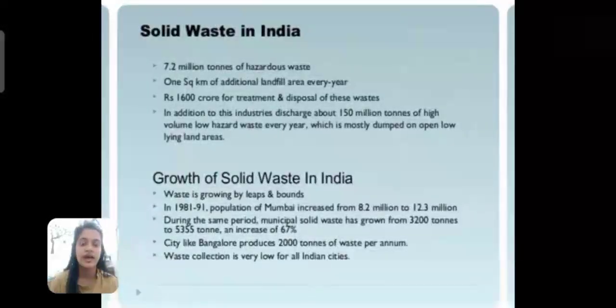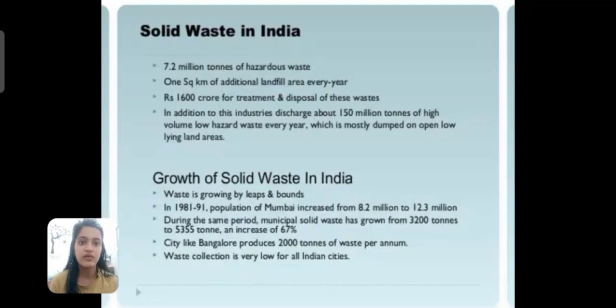Solid waste in India. 7.2 million tons of hazardous waste, 1 square kilometer of additional landfill area every year, and rupees 1,600 crore for untreated disposal of this waste. In addition to this, industry discharges about 150 million tons of high volume, low hazard waste every year, which is mostly dumped on open low-lying land areas.